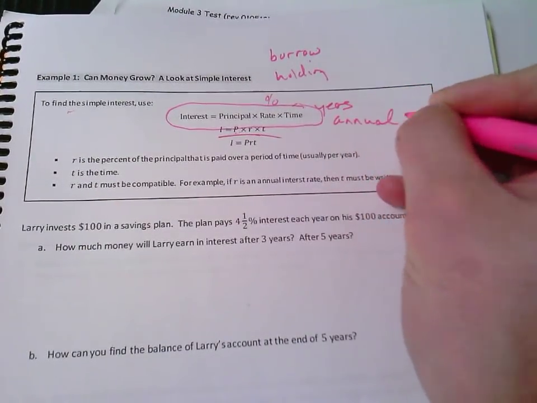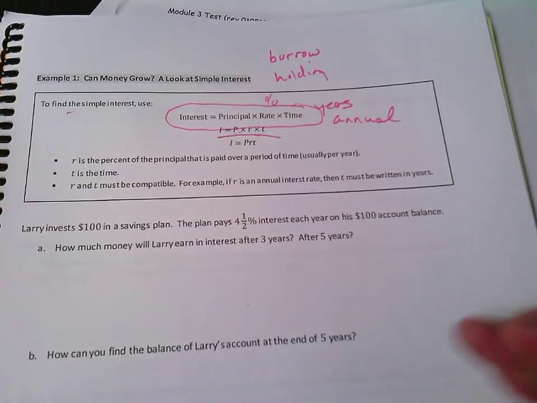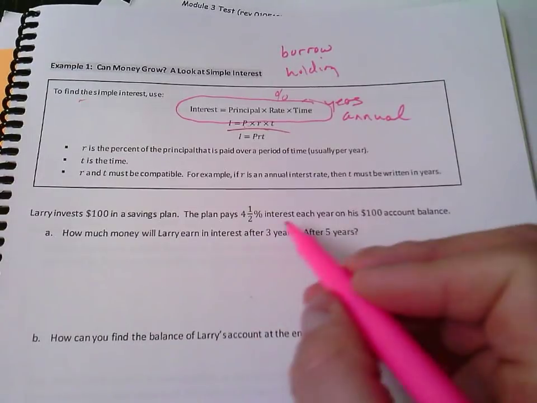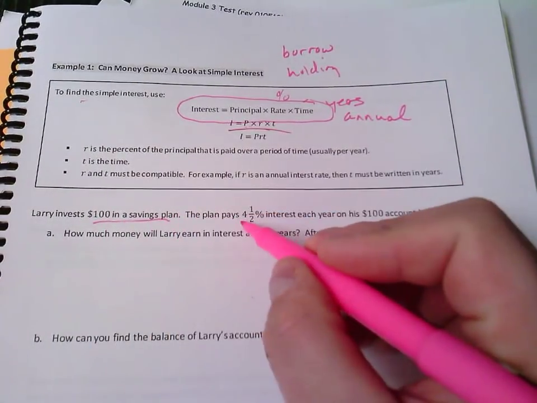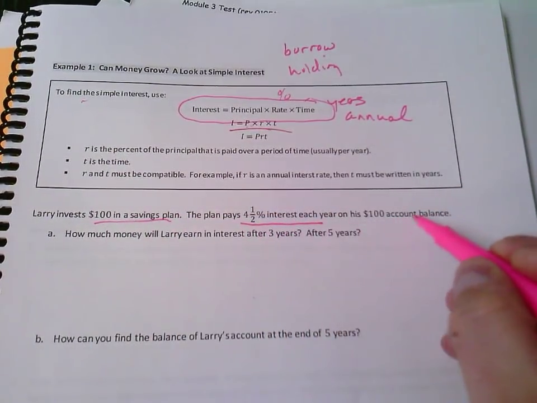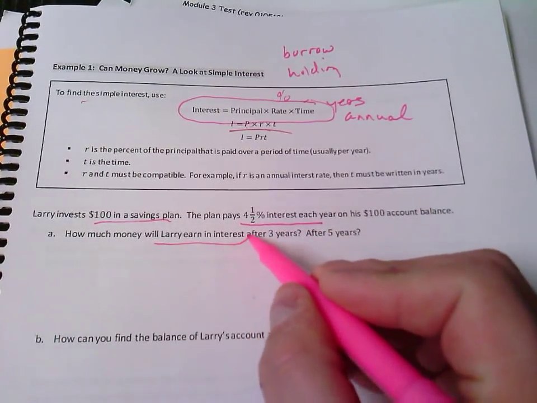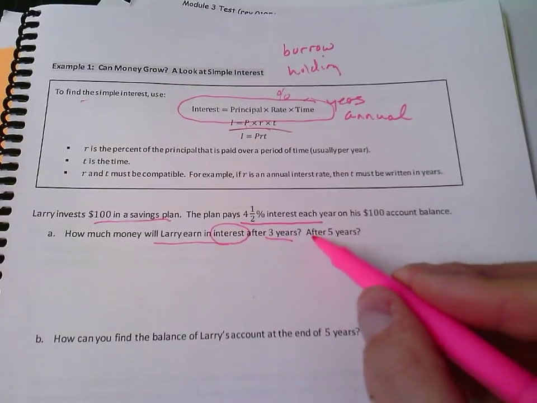Annual means per year. All right, so let's go ahead and get started. First example. Larry invests $100 in a savings plan. The plan pays 4.5% interest each year on his balance. How much money will Larry earn in interest after 3 years and then after 5 years?